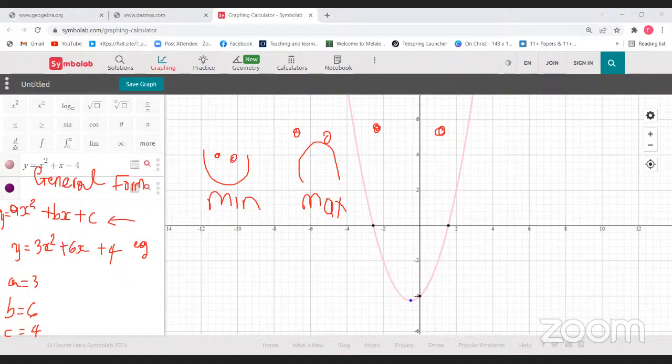So looking at the question that's given now, what's the value of a? From the one that we're working. Look at it: y equals x squared plus x minus 4. What's the value of a? What's the value of b? What's the value of c?